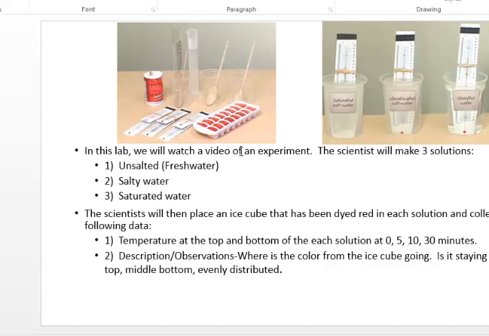So in the lab we watched an experiment where they made 3 solutions. They had a temperature reading at the bottom of the solution and a temperature reading at the top of the solution. In each solution they placed a cold or a red ice cube. The ice cube acts as a glacier. The solution acts as the water the glacier is melting into. The reason it's dyed red is if it was just a plain ice cube, we would not be able to see the movement of the cold water through the solution. So because it's red, we can see how it moves through the solution.